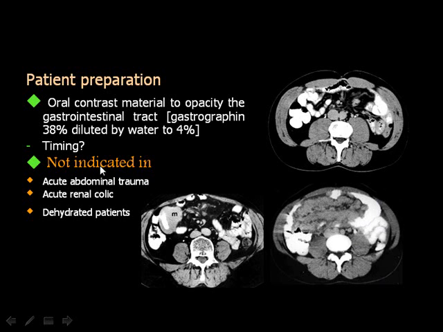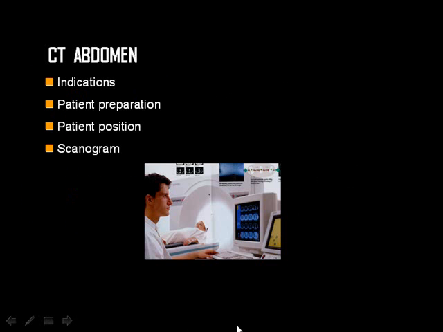We do not usually give gastrographin in patients with acute abdominal trauma because hemorrhage inside the abdomen is white. Also, gastrographin is white, and we may get some overlap. In cases of acute renal colic, there may be calculi. The calculi are radio-opaque. The gastrographin is radio-opaque, and we may get overlap of the shadows. Gastrographin is also of high osmolarity, and it may produce some dehydration in patients, and in dehydrated patients we do not usually give gastrographin either.